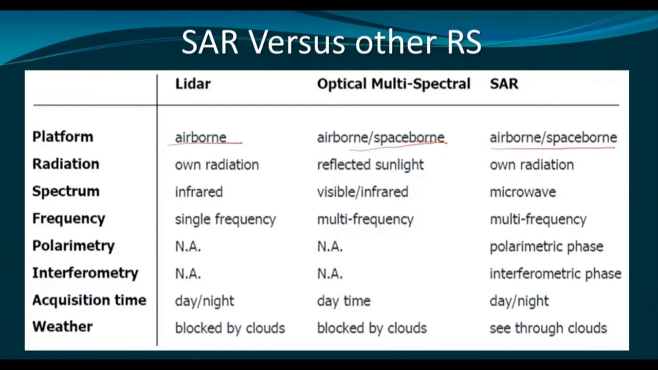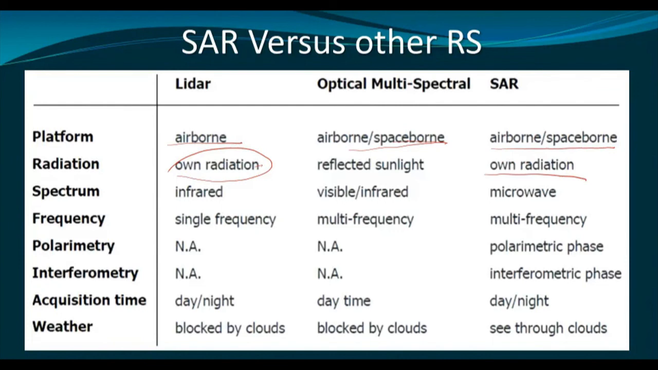Now, in case of radiation, LiDAR has its own radiation. This is active remote sensing, but optical multispectral remote sensing is dependent on the sunlight. It does not have its own radiation. However, the SAR has its own radiation.